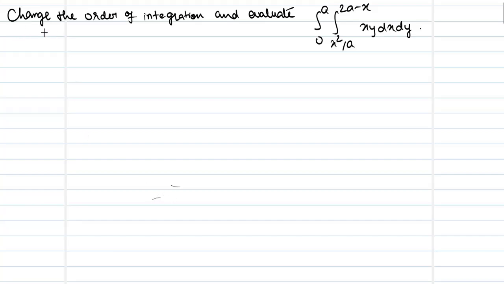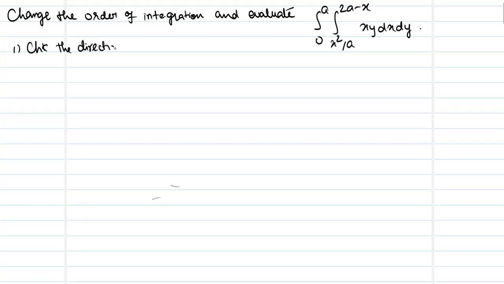This problem is to change the order of integration and to evaluate the double integral from 0 to a, x square by a to 2a minus x, xy dx dy. So we will quickly have a recap on the 4 points we need to do to change the order of integration and evaluate. First one is going to be to check the direction.